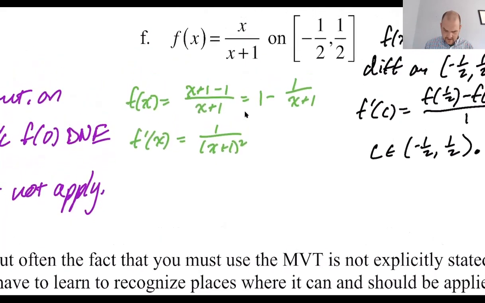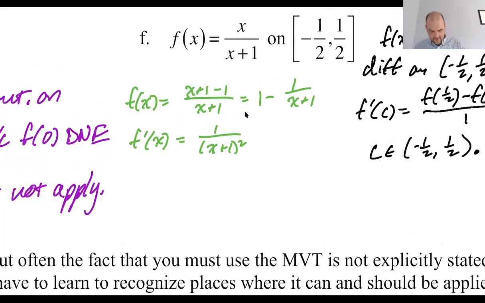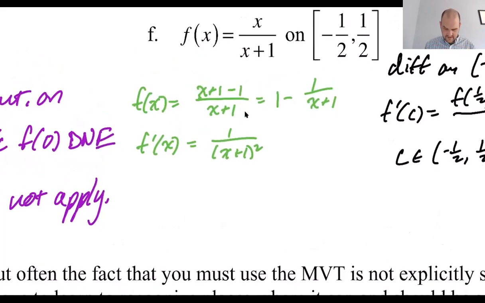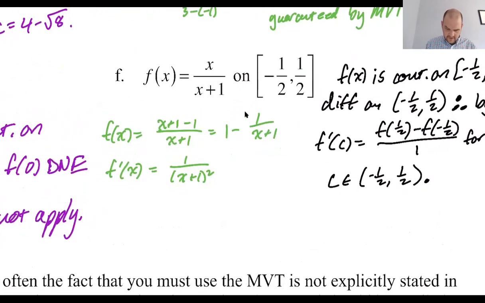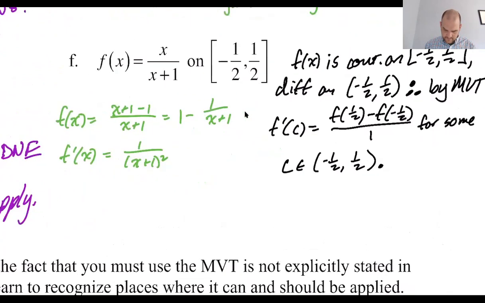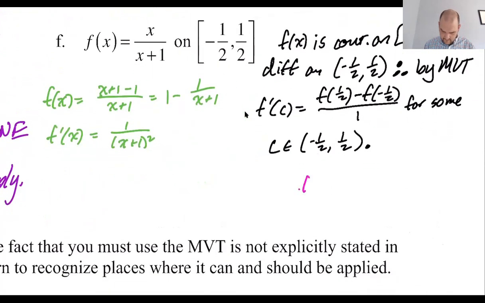And then f of 1/2 is not super easy to find. I'm going to find those on the side. So f of 1/2 is, oh, you know, I could use the simplified version. I don't really think that's better. You get 1/2 over 3/2, so you get 1/3. And then f of -1/2, you get -1/2 over 1/2, which is -1.